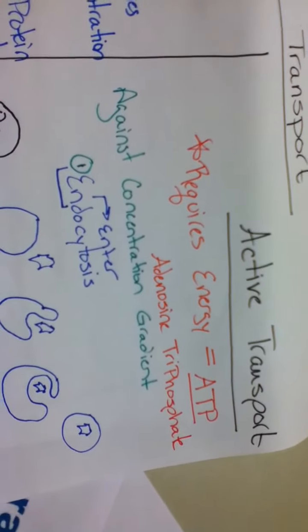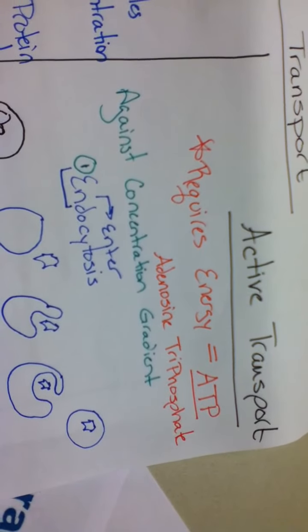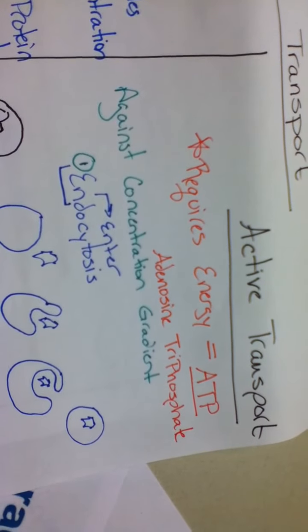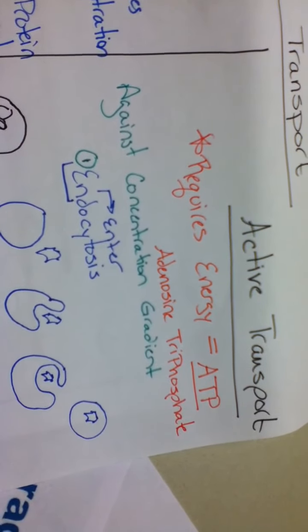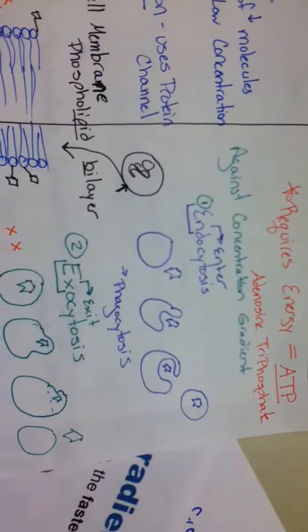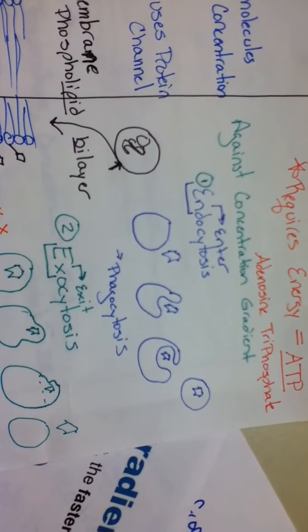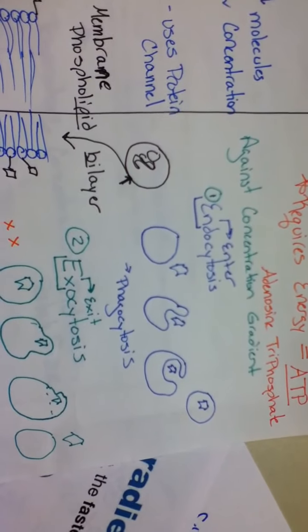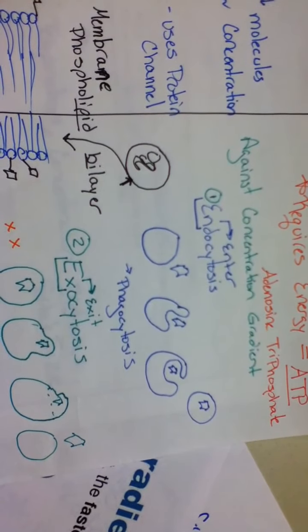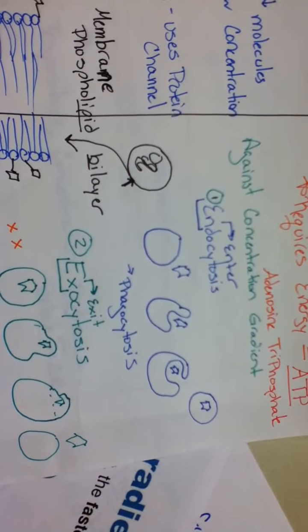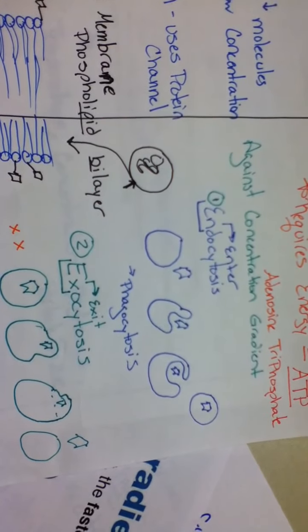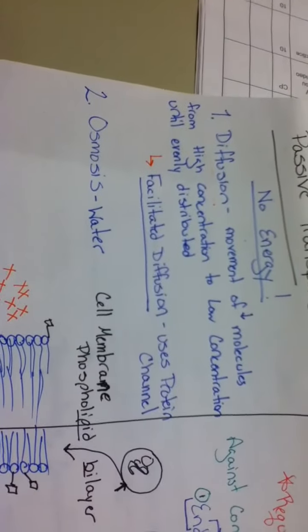Active transport does require energy from the cell. The energy is in the form of adenosine triphosphate. Active transport is moving things against a concentration gradient. So it's going to be moving things from an area of low concentration to high concentration. So it's kind of the opposite of diffusion.